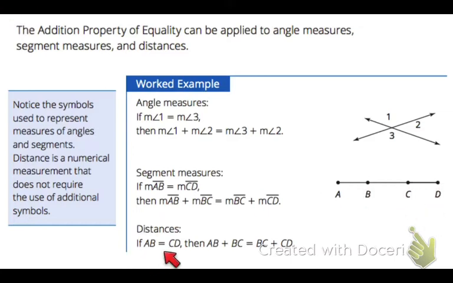And then our distances here, we have if AB is equal to CD, so if this is equal to this, then AB plus BC should equal BC plus CD. So this piece should equal this piece. So they're just basically basing it off of distance.